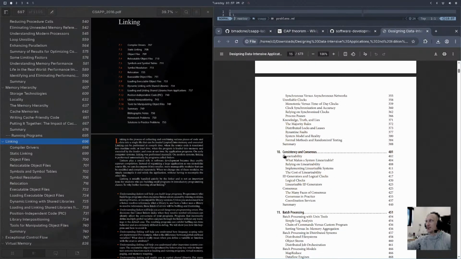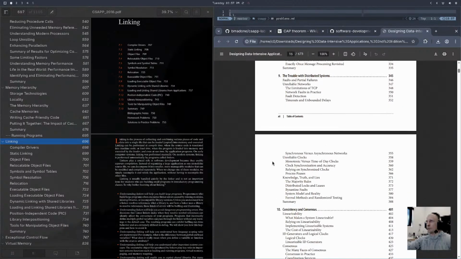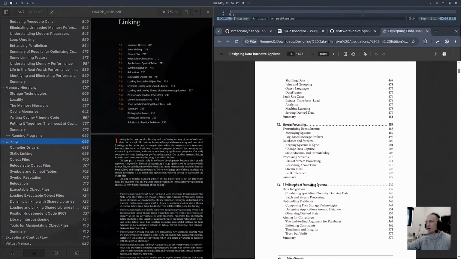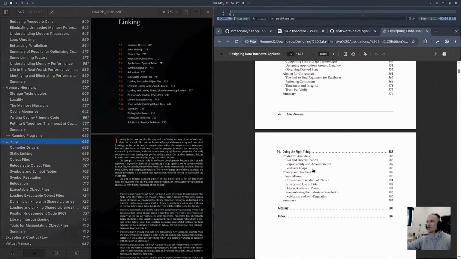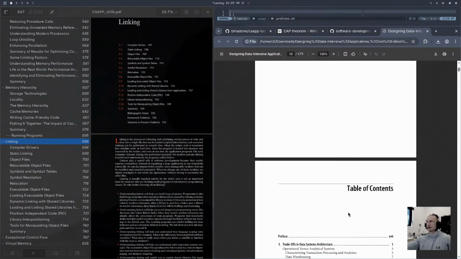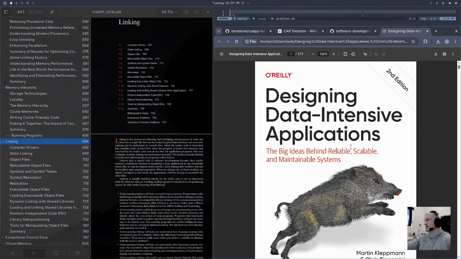Consistency versus consensus, overview of distributed system problems, batch processing, stream processing, more streaming, and then a final chapter there. So yeah, lots of stuff here, but that's a good book if you want to pick up more systems design stuff.